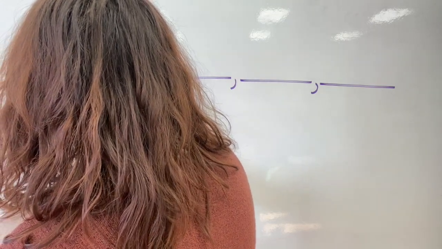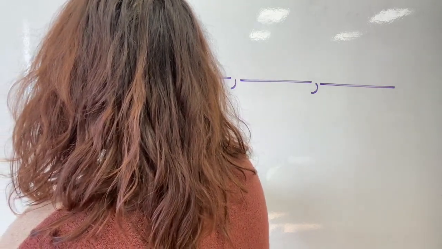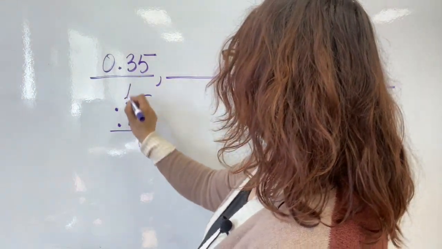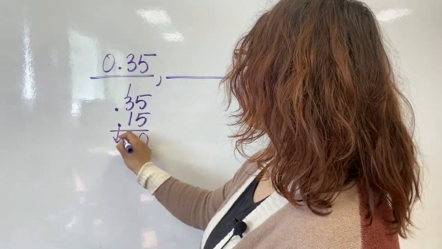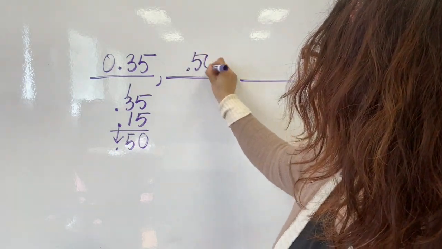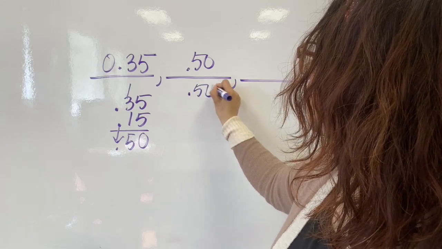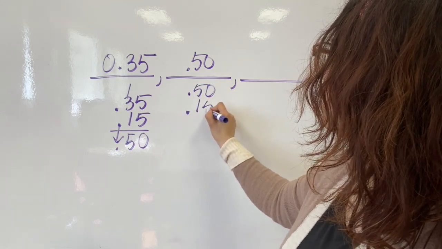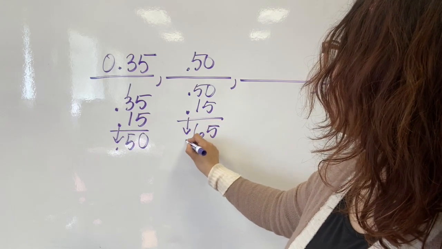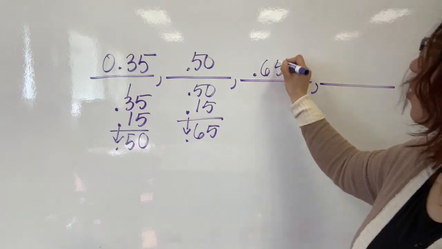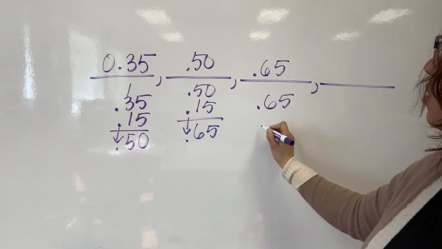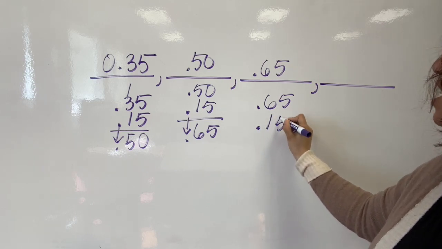So 0.35 plus 0.15. I made sure my decimal points were lined up. Look at that. I have my next number. Now to figure out my next one, I take 0.50 and add 0.15 again. My next one is 0.65. To find out my last number, I'm going to take the 0.65 and add, you got it, 0.15.